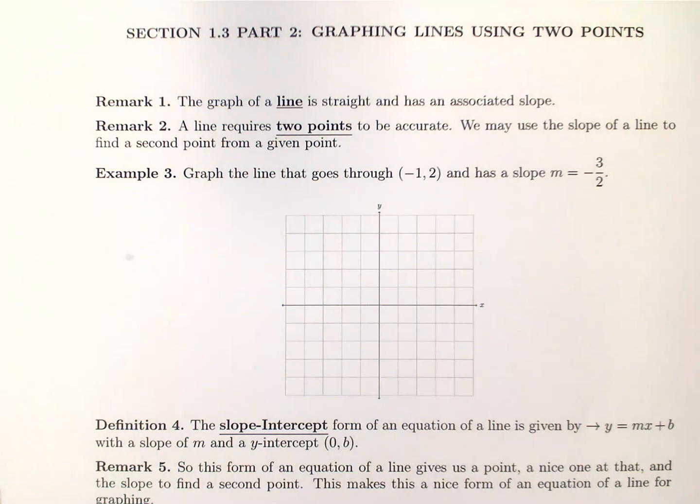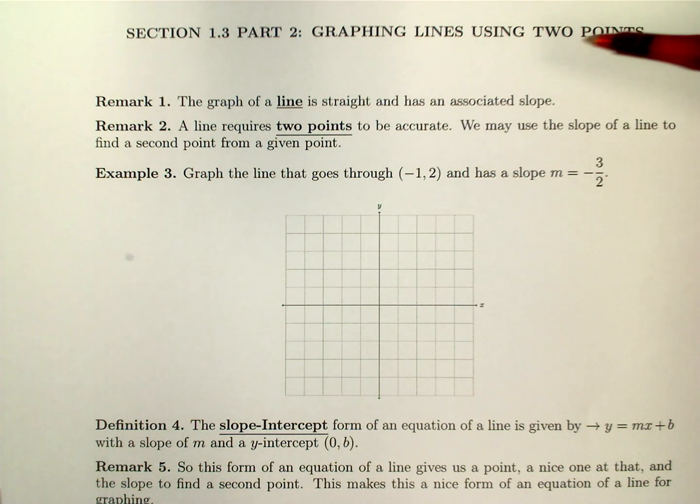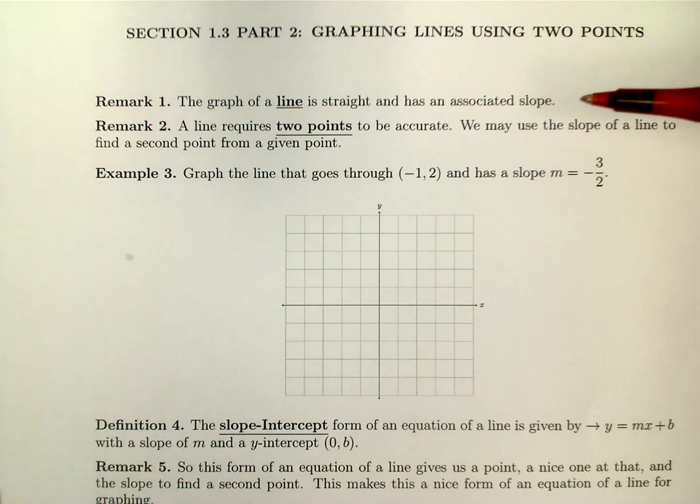In this section we will be graphing lines using 2 points. So the graph of a line is straight and it always has an associated slope. With that idea, a line requires 2 points to be accurate. And as it turns out, we may use this associated slope and 1 point to get a second. So all we need is 1 point and a slope, or just 2 points to be fully accurate.